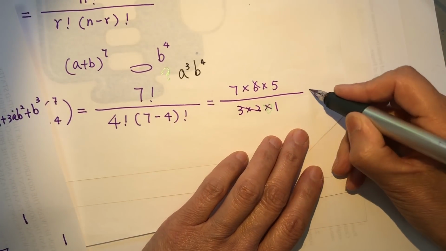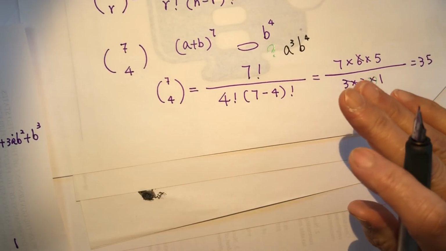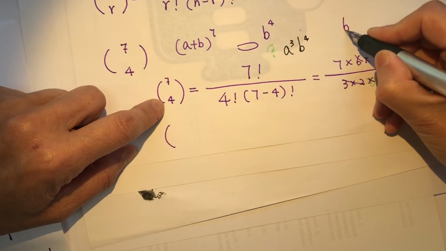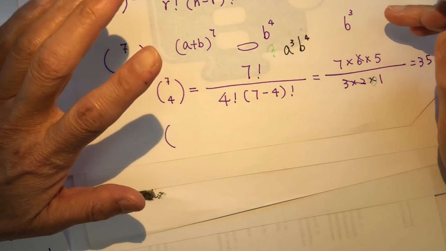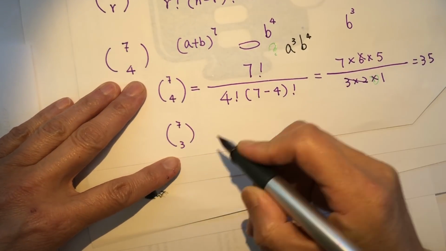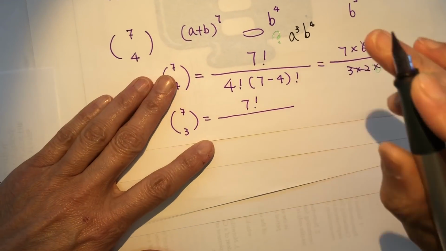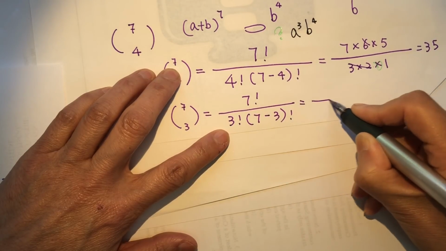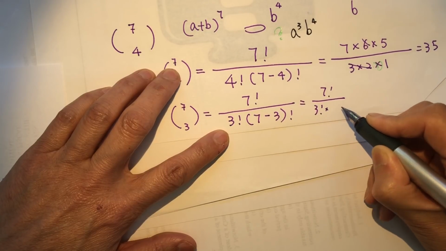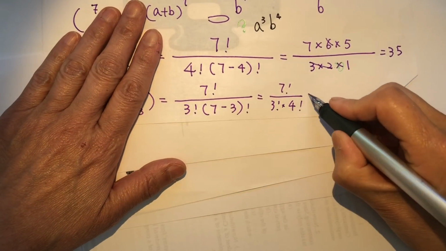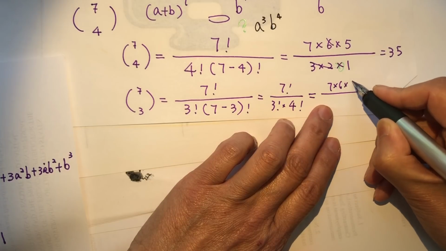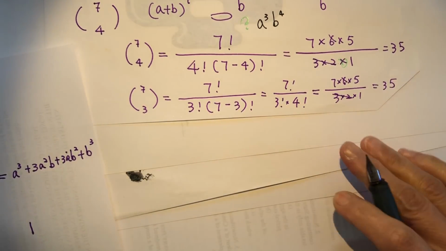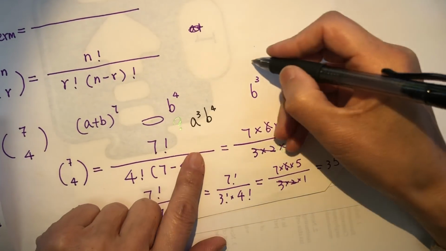So that equals 35. And on the other hand, because it's symmetric, when b to the power of 3, it must be the same. b to the power of 3 equals 7 factorial over 3 factorial times (7 minus 3) factorial. So 7 factorial over 3 factorial times 4 factorial. It is exactly the same thing, right? So 7, 6, 5, equal to 35.